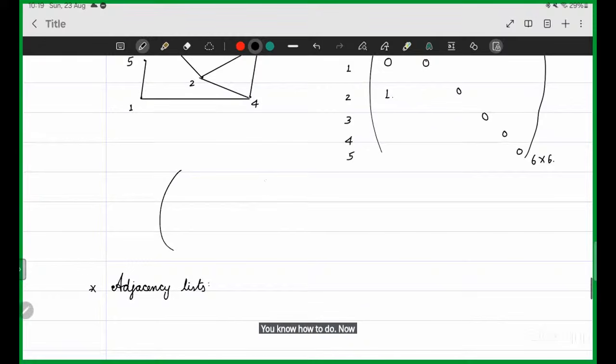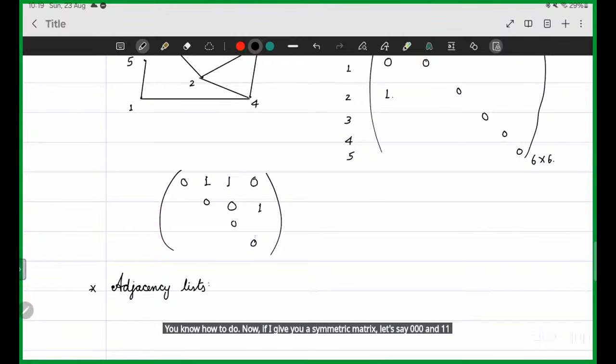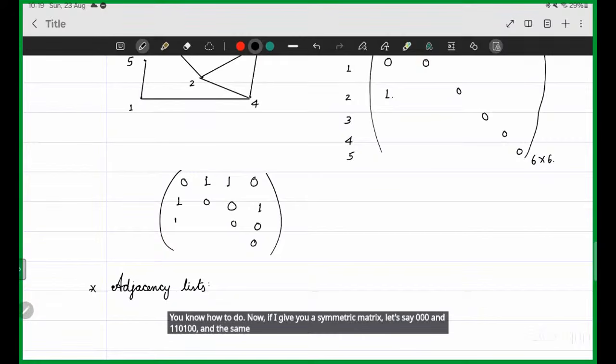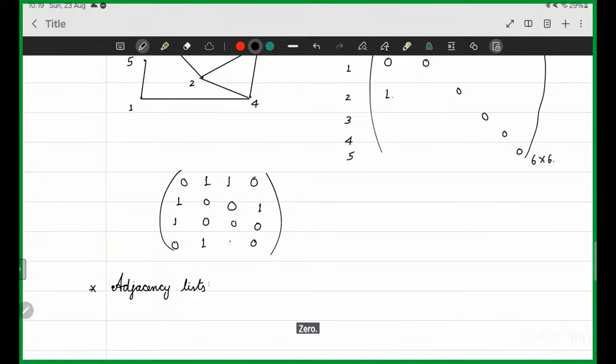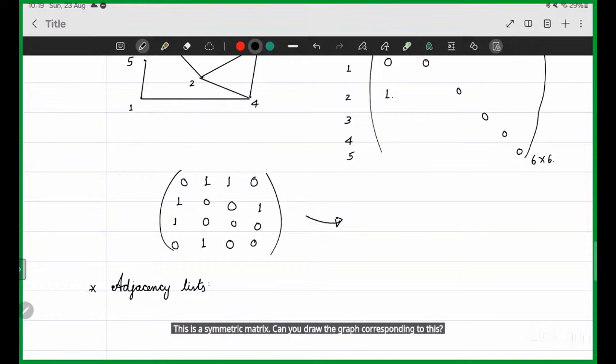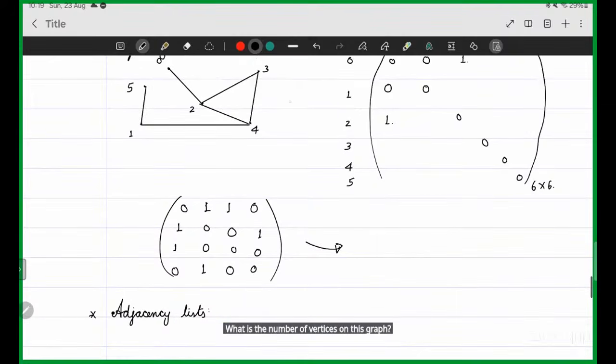Now, if I give you a symmetric matrix, let's say 0, 1, 1, 0, then 1, 0, 0, 1, and the same thing over here, 1, 0, 0, 0, 0, 1, 0. This is a symmetric matrix. Can you draw the graph corresponding to this? What is the number of vertices in this graph? 4. So let me just draw 4 vertices in whatever fashion. I'll call them 0, 1, 2, 3.